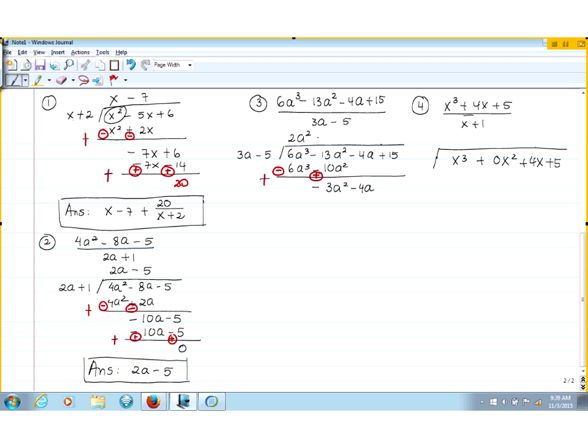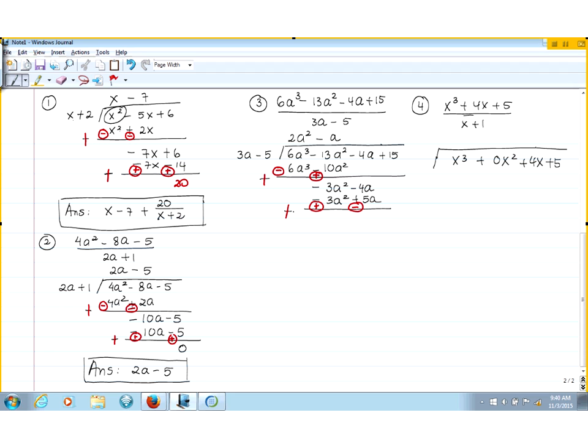Negative 3a squared divided by 3a, which is negative 1a. Negative a, right? It should be just negative a. We never write negative 1a. Now we have negative a times 3a minus 5. That would be negative 3a squared plus 5a. And then we're supposed to subtract. Instead of subtracting, we are doing addition with the opposite. So this negative becomes positive, this positive becomes negative. So that's my new sign in red circle.